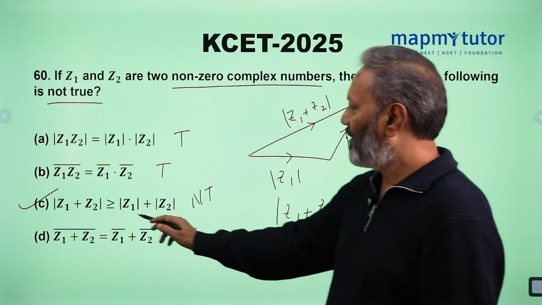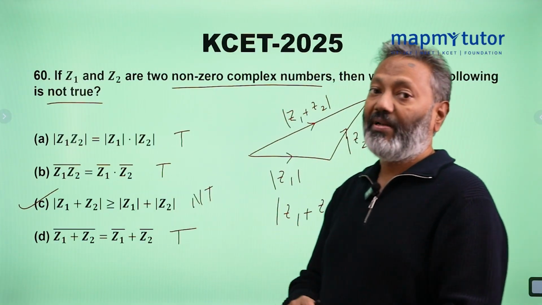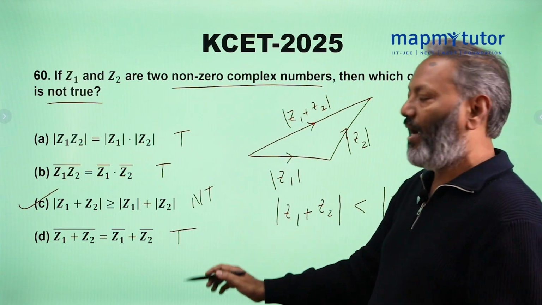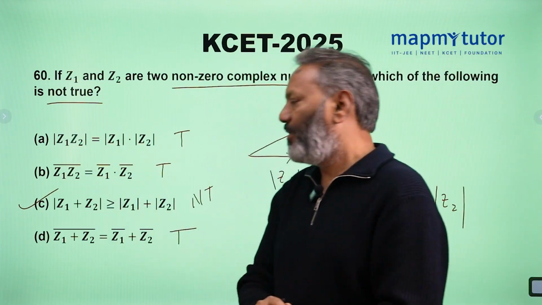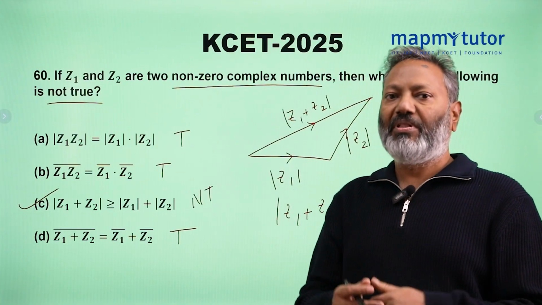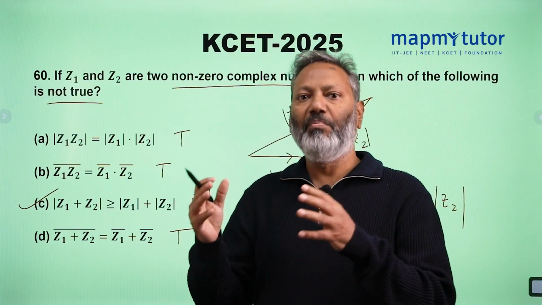But look, greater than or equal to is given. What should be there actually? Less than. That means it is not true. And here is the answer. Okay. So I hope you got all the questions with the clear conceptual base.